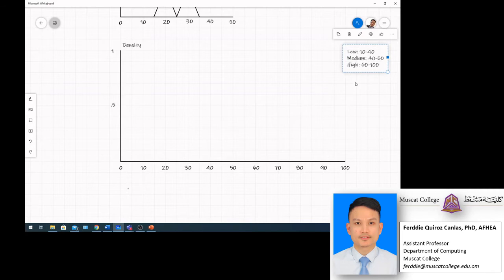Again, start with the meeting points. Look at the meeting points. Where are the two meeting? In this case, low and medium are meeting at 40, so we have to put a point on the 40 here. Let me just put a note. And medium and high are meeting at 60. Since I know where the two meet, the end point of those two will be here at 50, so they will end here.